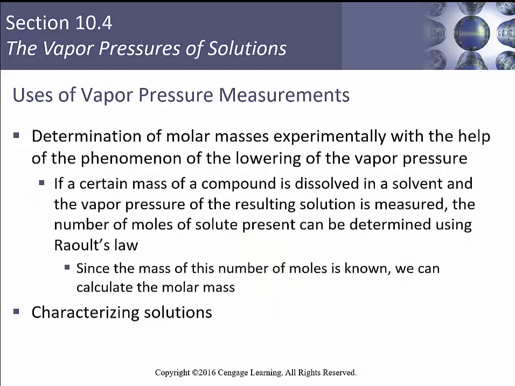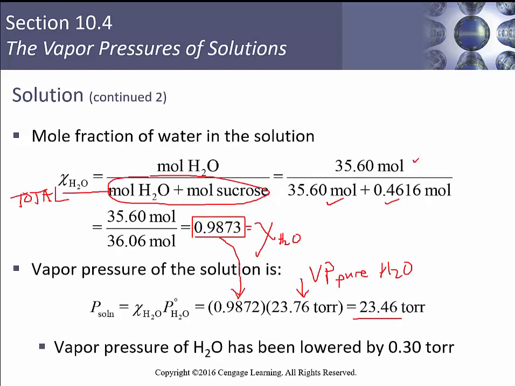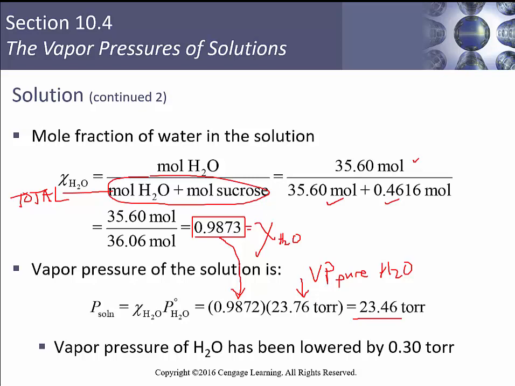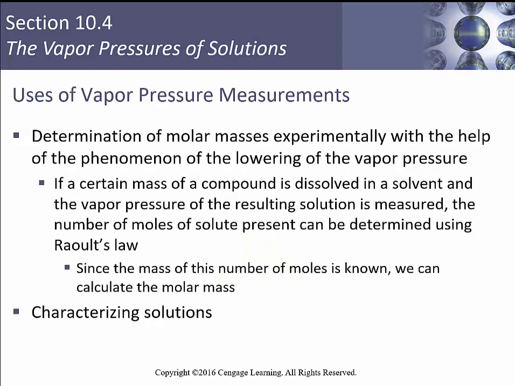Right. Determination of molar mass is something we can do with the help of the phenomenon of lowering vapor pressure. So this is one of those roundabout things that we can do with this information. One thing you're going to need to be able to do is this over here: find the new vapor pressure. This is kind of one of those stretch goals. This is what the CB student's going to do. This is what the AB student is going to be able to do. Determine the molar mass experimentally with the help of the phenomenon of lowering the vapor pressure.